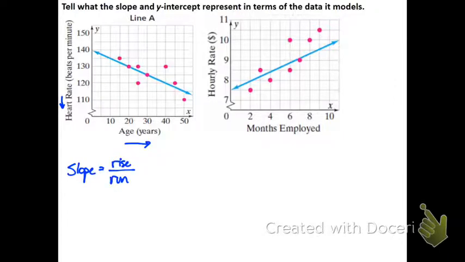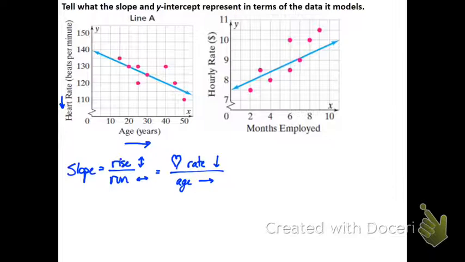So again, that is how much we go up or down over how much we go left or right. So in this one, our rise is our heart rate. Ooh, I could draw a heart. That's a pretty good heart, right? So my heart rate is going down. And then the trick is I'm always going to the right, moving on my x-axis. So as my age is going up in years, so going to the right in years.